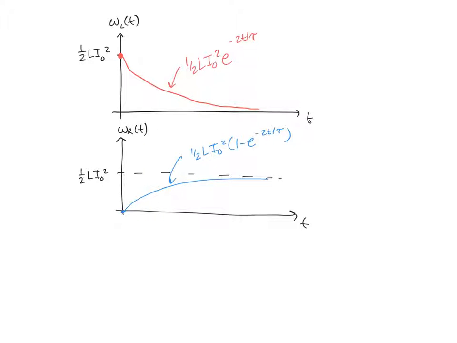So remembering this visual will help you figure out what you're being asked. So if it's how much energy is being dissipated by the resistor or how much energy is being stored at the inductor at time t.